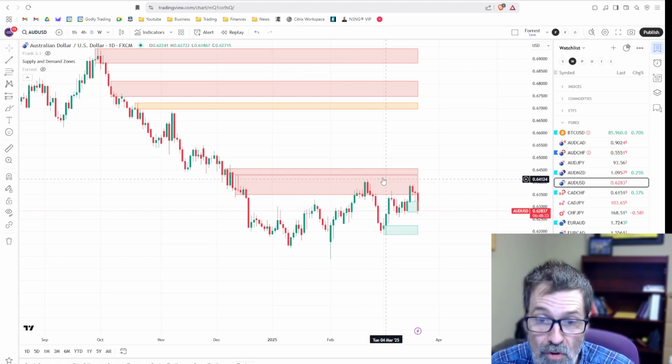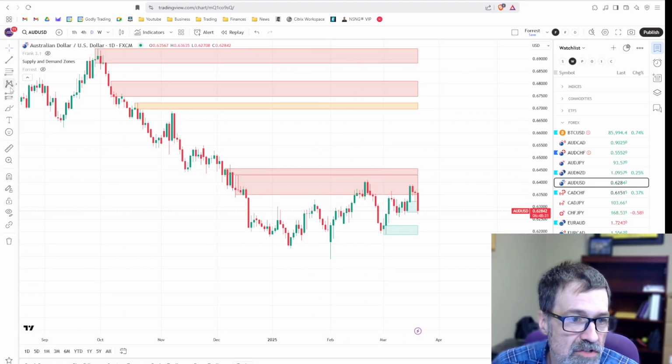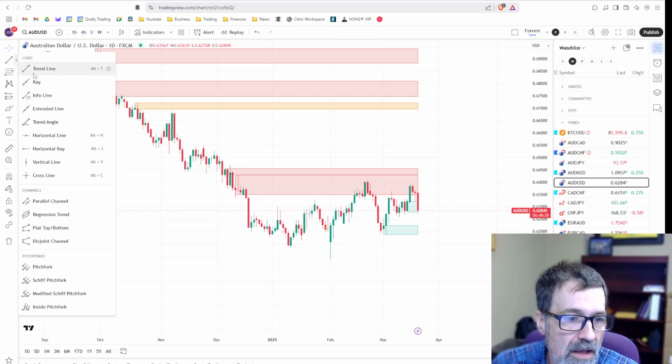Well, right now, price is in a range. And we see this box here. Let me see if I can draw a box successfully without cluttering everything up.